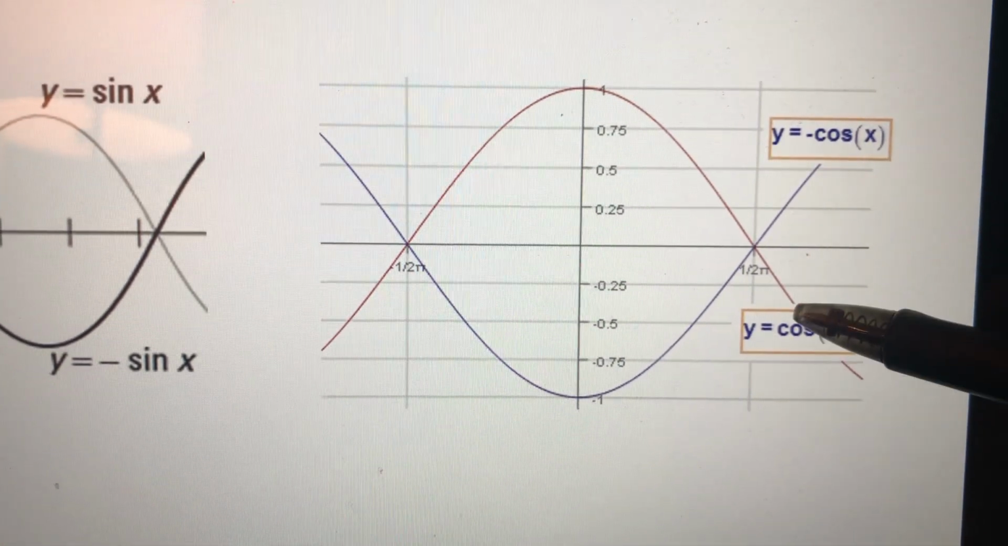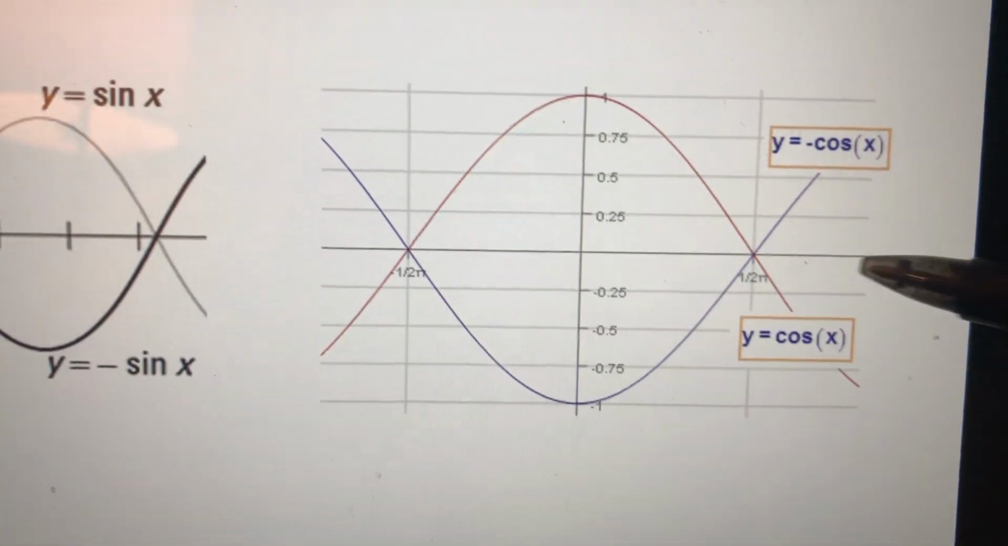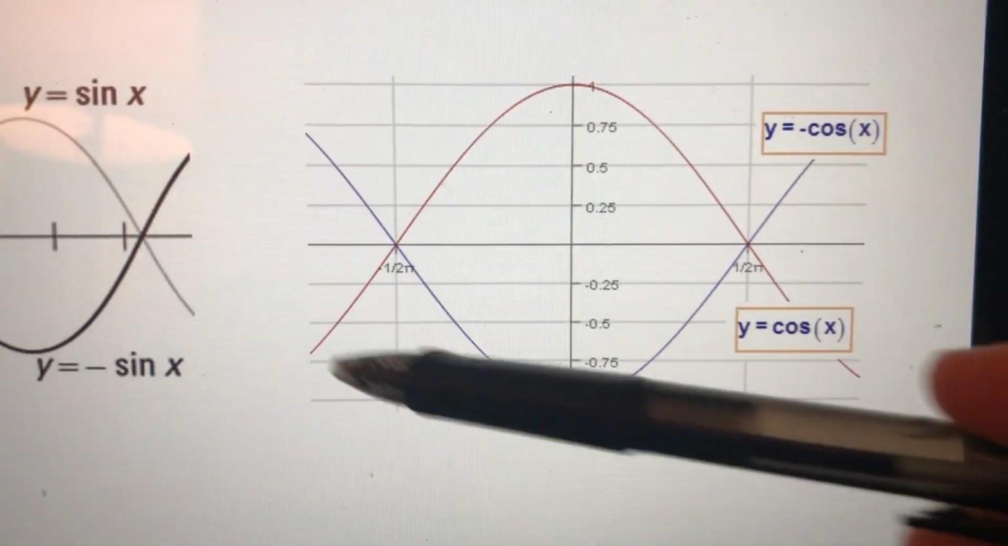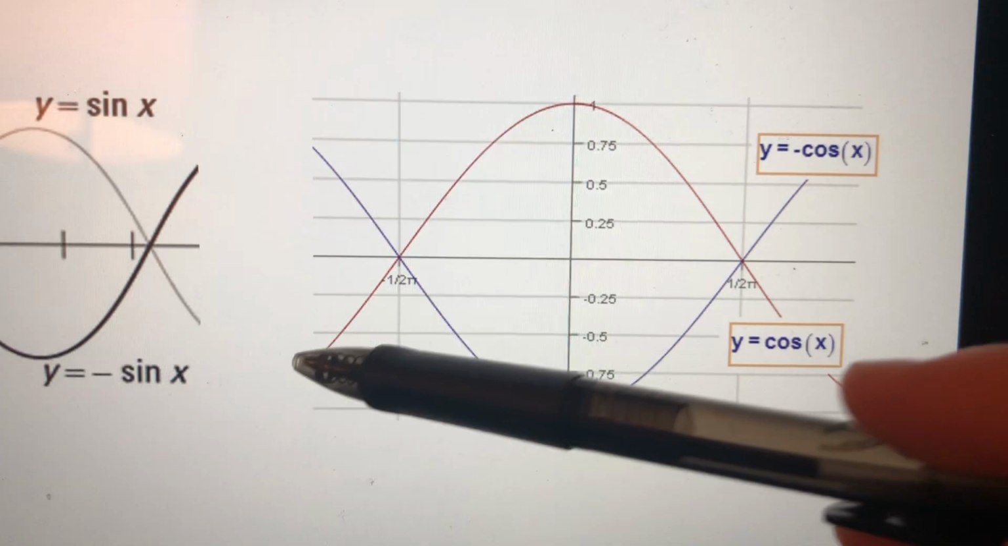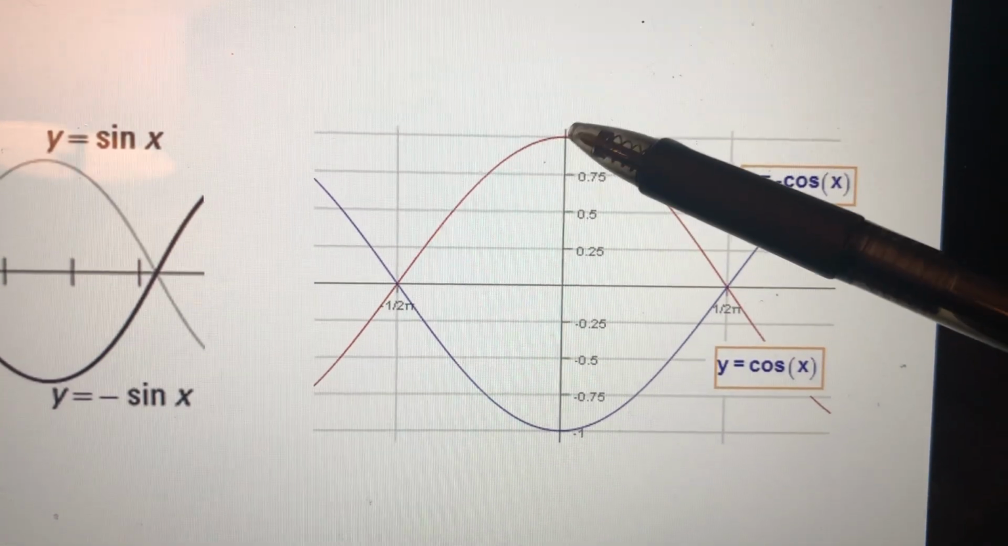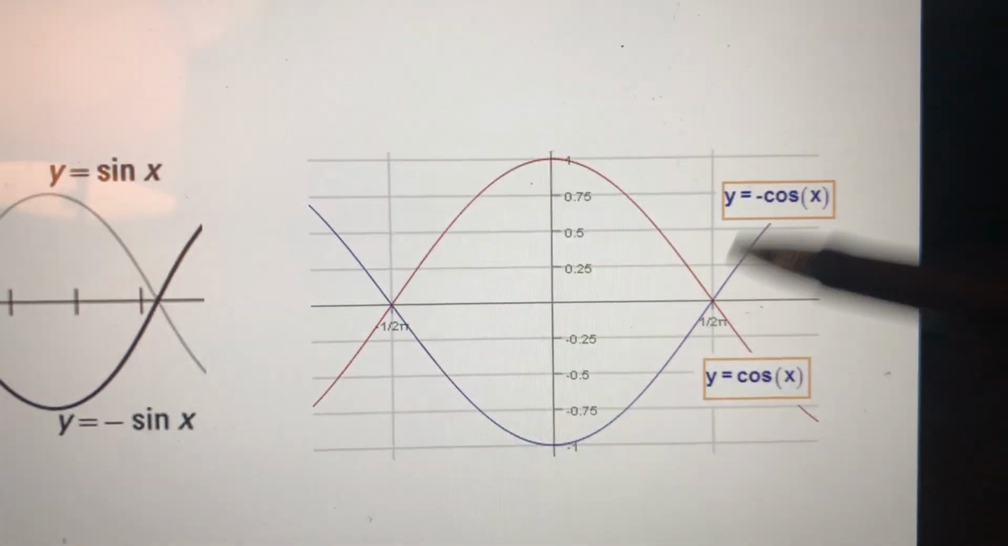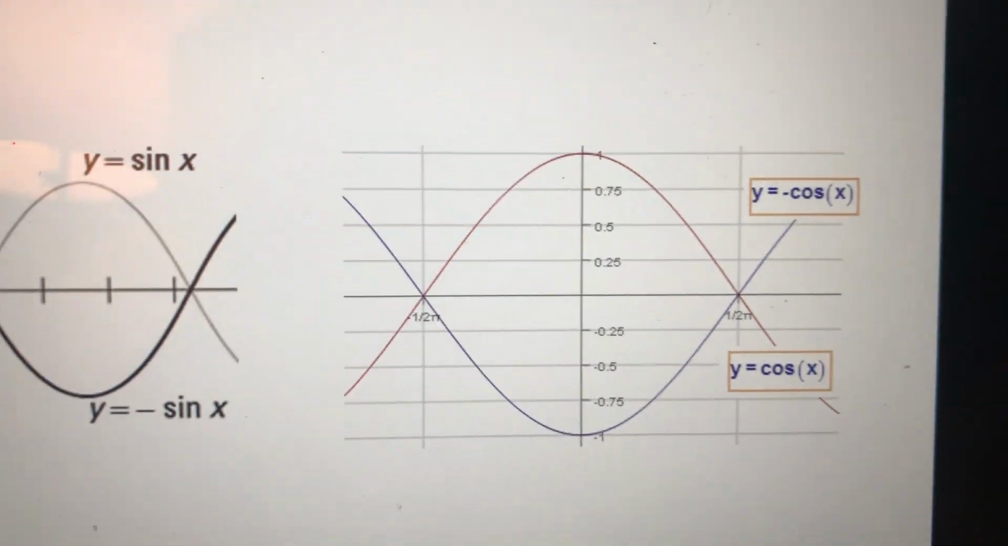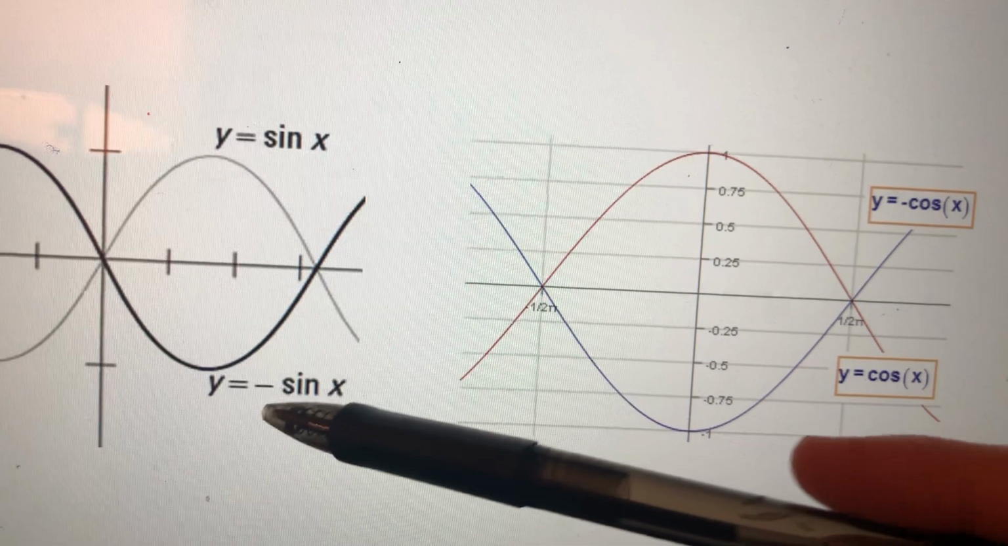Same thing for cosine. Your red one here is the graph of cosine, your parent function, right? And if I had negative cosine, it's going to take it and flip it over, right? And it's just going to keep squiggling and squiggling and squiggling. All right, so that's going to reflect.